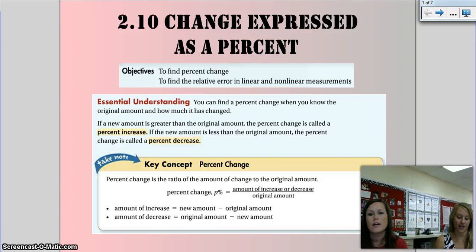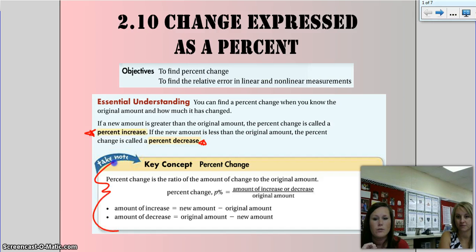Let's do it. Our objective is to find percent of change, and then relative error and linear and nonlinear measurements, which we'll get to after a while. We're going to talk about percent increase or percent decrease. The key concept at the bottom of the page tells you exactly what to do: difference divided by original. That's what I've always kind of said. So let's get started.